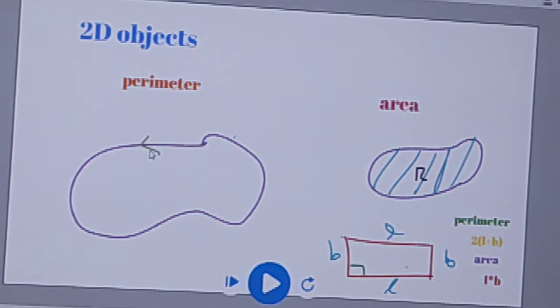And coming to the perimeter, how can you define it? Here it is the sum of the outline, so the total length, that is the perimeter. Here we have sides, so the sum of the total sides: B plus L plus B plus L. So 2 L's and 2 B's we have, so 2 into (L plus B). This is the formula of perimeter.